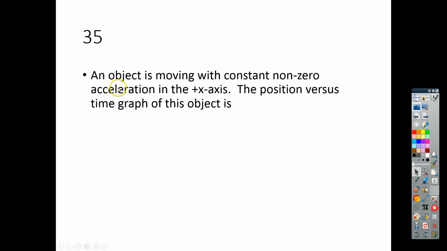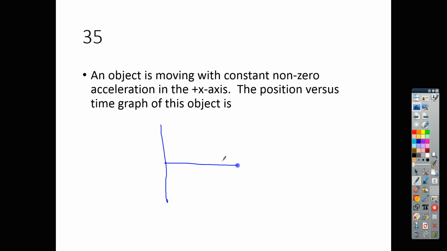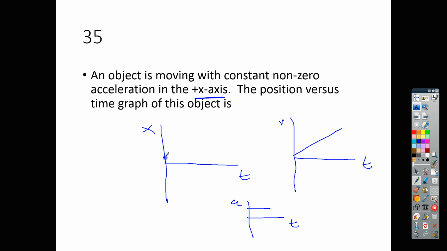For number 35, this is the next one. An object is moving with constant non-zero acceleration in the positive x-axis. The position versus time for this one is, so here's our position, here's our time. Let's think about the velocity versus time first. It says constant non-zero acceleration. So acceleration versus time would be here. So it's constant non-zero, and because it says it's going in the positive x-axis, we know it's got to be positive, which means that this graph has to be a straight line, which means that this graph has to be a curve.